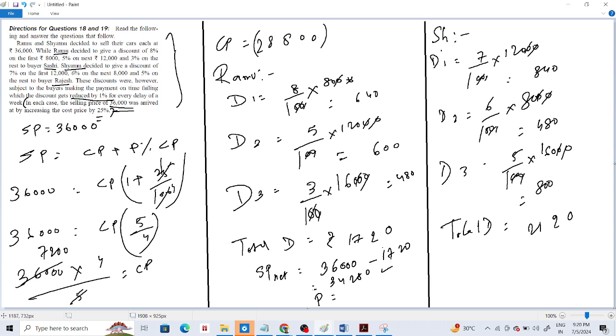Profit, you can subtract SP and CP, so you can do it yourself. SP minus CP divided by CP into 100%. 34280 minus 28800, you do it, divided by 28800 into 100%. Sir, 19.02%. That means close to 19%.